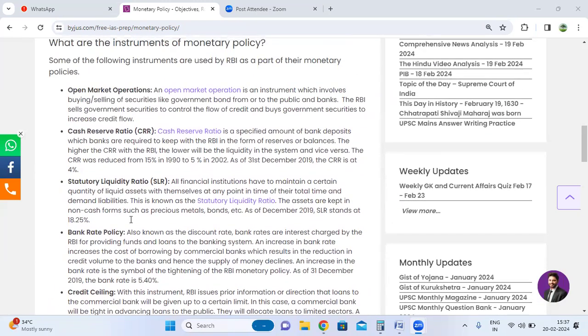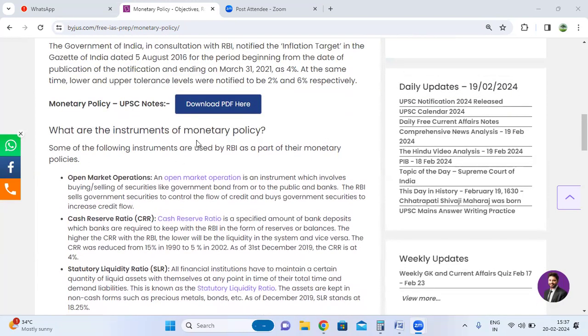These points are involved in the instruments of monetary policy.